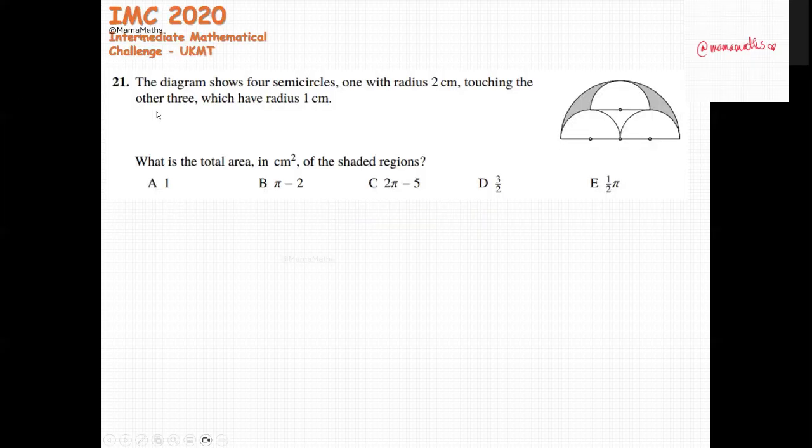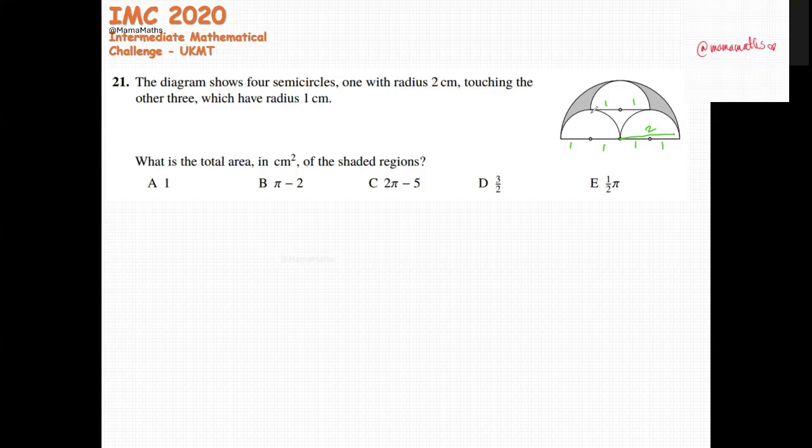Now let's talk about IMC. IMC 2020, question number 21. The diagram shows 4 semicircles, one with radius 2 centimeters, touching the other 3 which have radius 1 centimeter. So this length here is basically 1. This length is also 1. This length is 1, 1, 1, 1. So this radius here is 2. What is the total area in centimeters squared of the shaded regions?